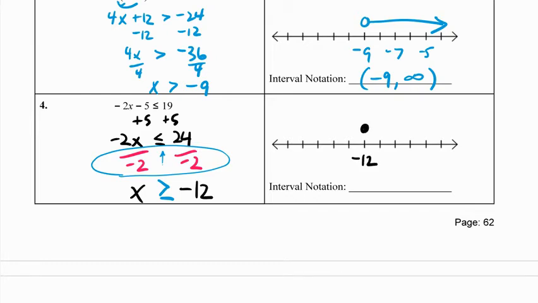So we would want a closed circle on the -12. We want to graph the numbers that are above that, -10, -8, not the others. So our interval notation, we want a closed bracket starting at -12, going to infinity, closing that with a parenthesis.